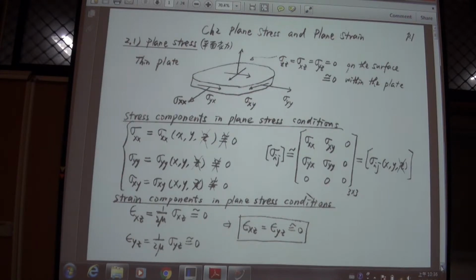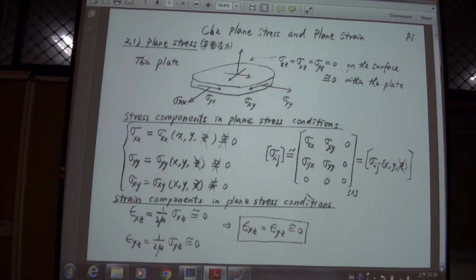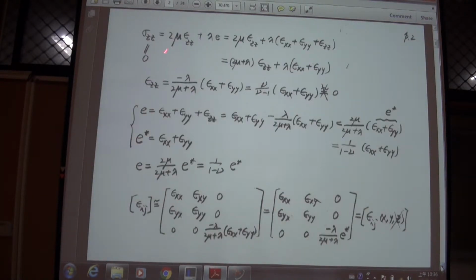And now, how about the component epsilon zz? Let us look at this. According to the three-dimensional stress-strain relation, we have sigma zz equal to this one and equal to this one. Now, sigma zz equals 0, okay? Approximately. So, this one equals 0.